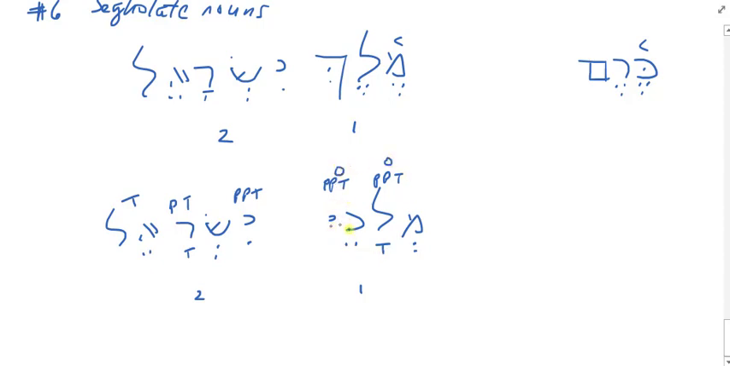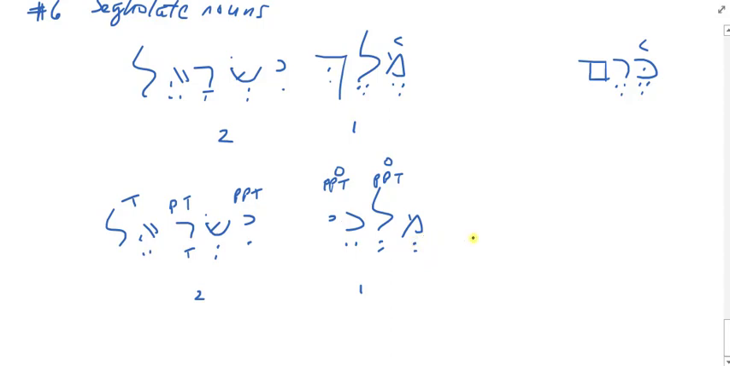Can I reduce that to a vocal shva? No. Could I reduce that to a vocal shva? Yes. And that's going to leave me two vocal shvas here, right? Can't do that. So this is going to have to resolve itself.